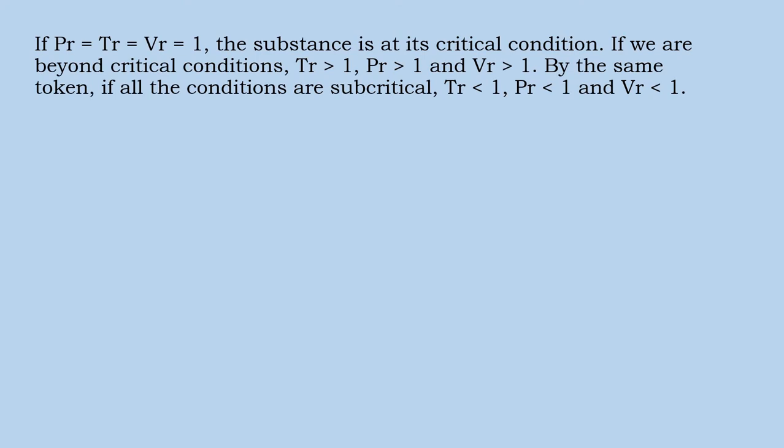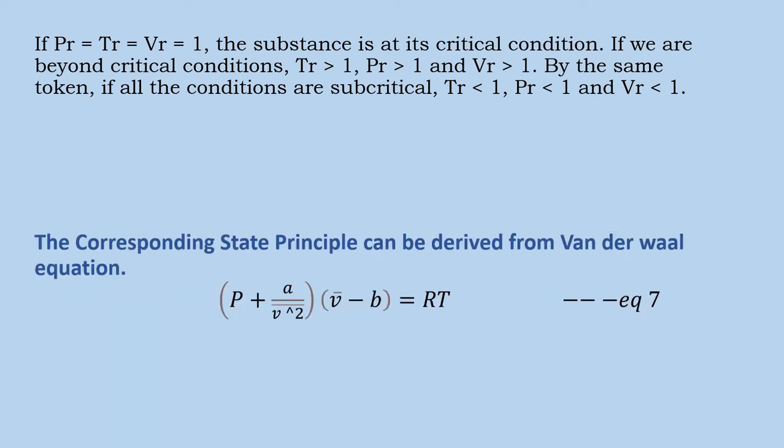Now, if PR is equal to TR is equal to VR, which is equal to 1, it means that the substance is at its critical condition. Whereas if we are beyond the critical conditions, it means that TR is greater than 1, PR is greater than 1, and similarly VR is greater than 1. In the same way, if all conditions are subcritical, then TR is less than 1, PR is less than 1, and VR is less than 1.